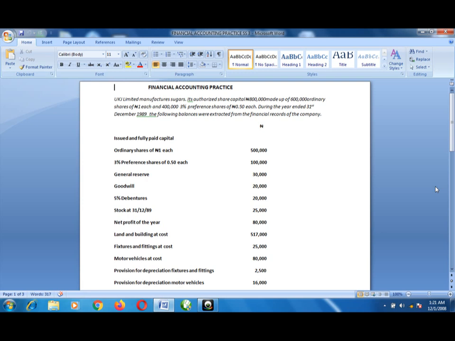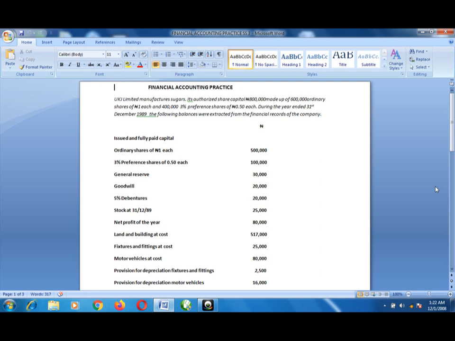Like this question now, you have the UK Limited, manufacturer of sugar, authorized share capital 800,000, and the 800,000 is divided as follows. You have 600,000 ordinary shares of 1 naira each. That's 600,000 multiplied by 1 naira will give us 600,000 again. And for the preference share, you have 400,000, 3% preference shares of 50 kobo each. That's 50 kobo multiplied by 400,000 will give us 200,000.